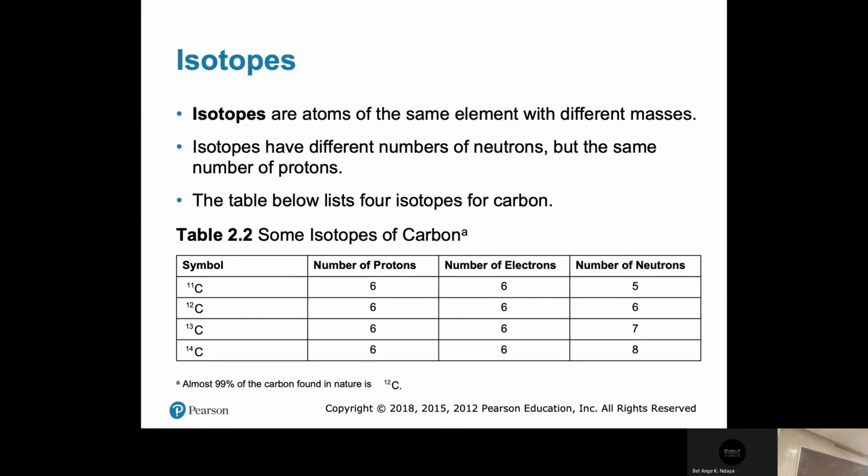Oh, look, I didn't even notice. It actually says right here, I completely guessed, and I was right. Almost 99% of all the carbon atoms are carbon-12. See, I told you I knew what I was talking about. Totally made that stuff up as I was saying it, but it turned out what I made up was right.